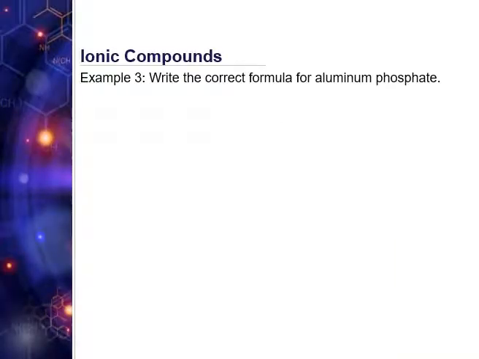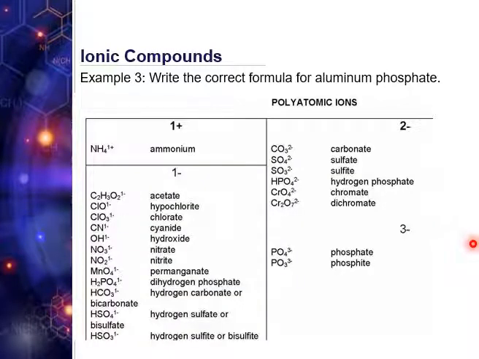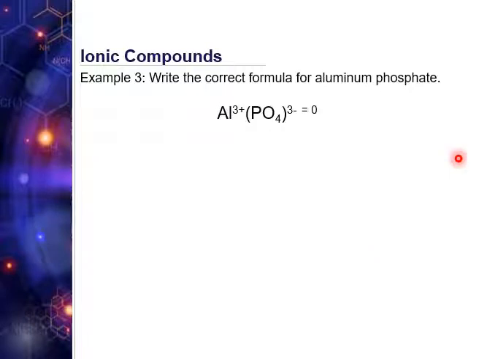Write the correct formula for aluminum phosphate. Aluminum is here, it's in group 13, it's a +3. Phosphate is a -3, it's PO4 -3. A +3 and a -3 equals 0, so the correct formula is AlPO4.